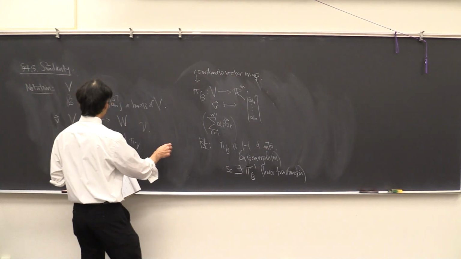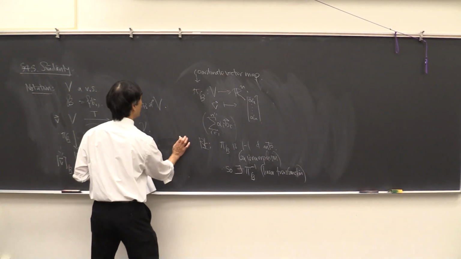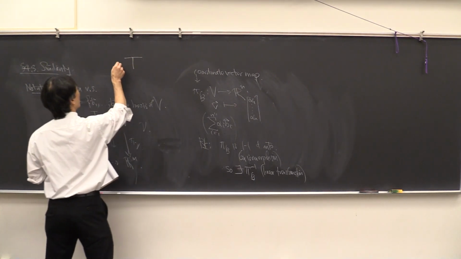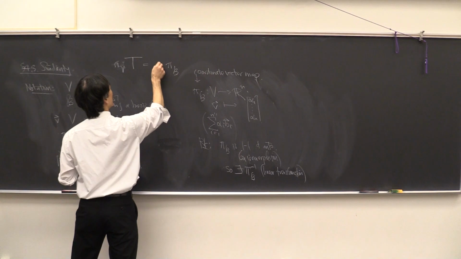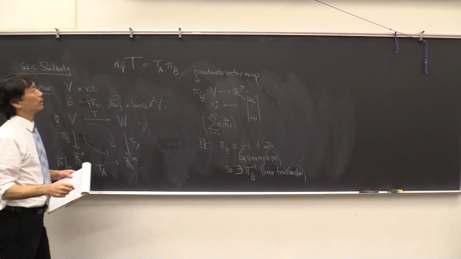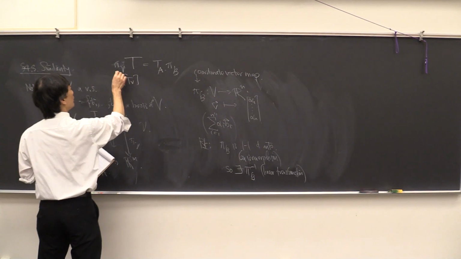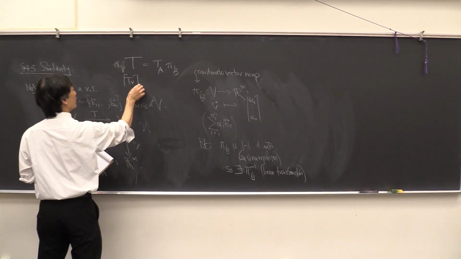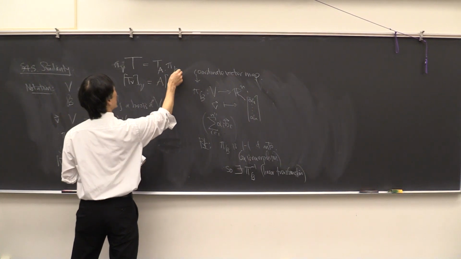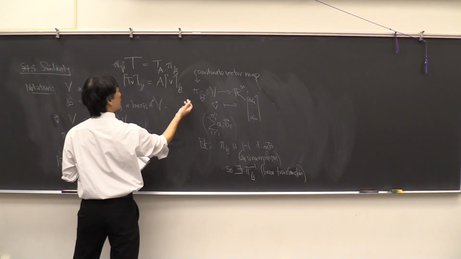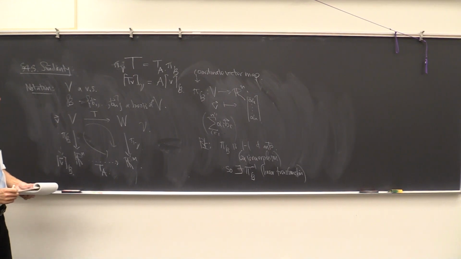If you take T and then follow it by pi sub B prime, it's the same thing as if you took pi sub B and then followed that with T sub A. In other words, T of v's coordinate vector with respect to the B prime basis is the same thing as A applied to the coordinate vector of v with respect to B. That's what it means to be a matrix representation.